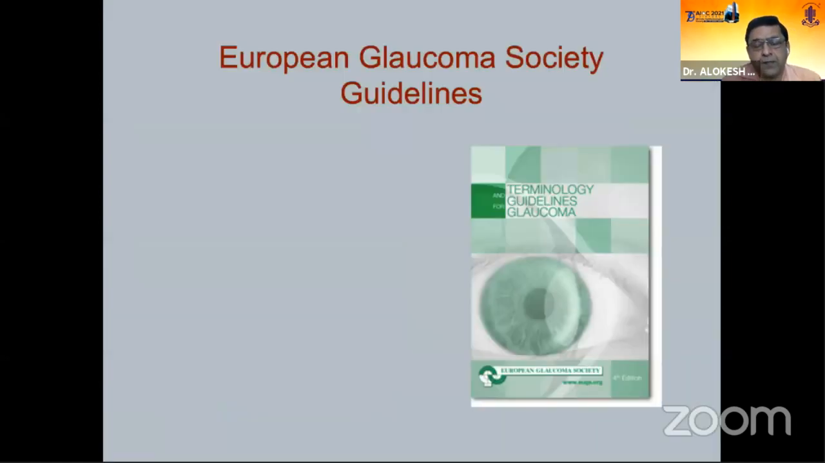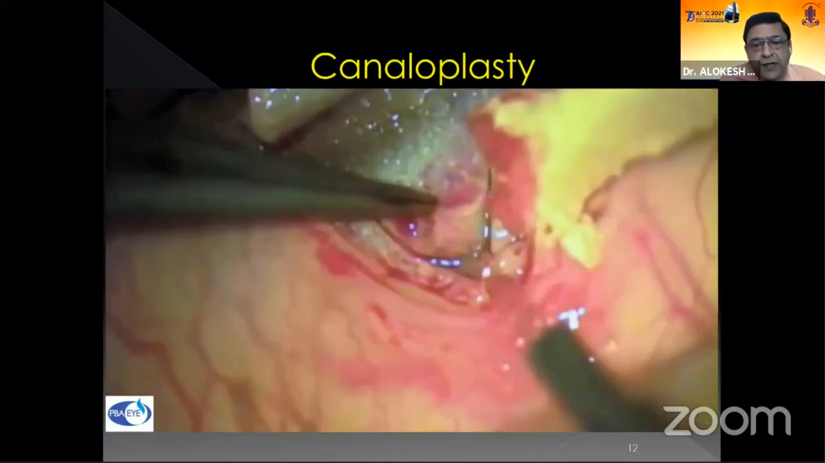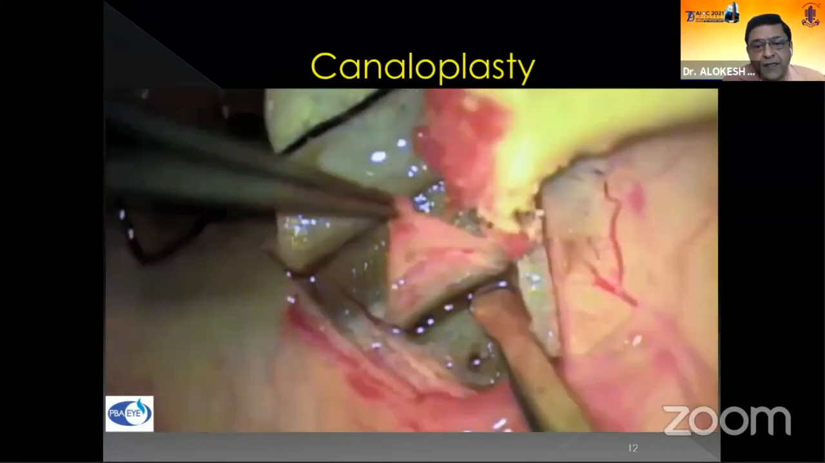But amongst all these procedures, there have been a few considerations where for some time the approval has been taken back for issues relating to the endothelial count in the cornea after implantation of these devices. And the European Glaucoma Society says that there is not enough data to support their efficacy and safety, and therefore is not endorsed. We'll share another video of a canaloplasty.